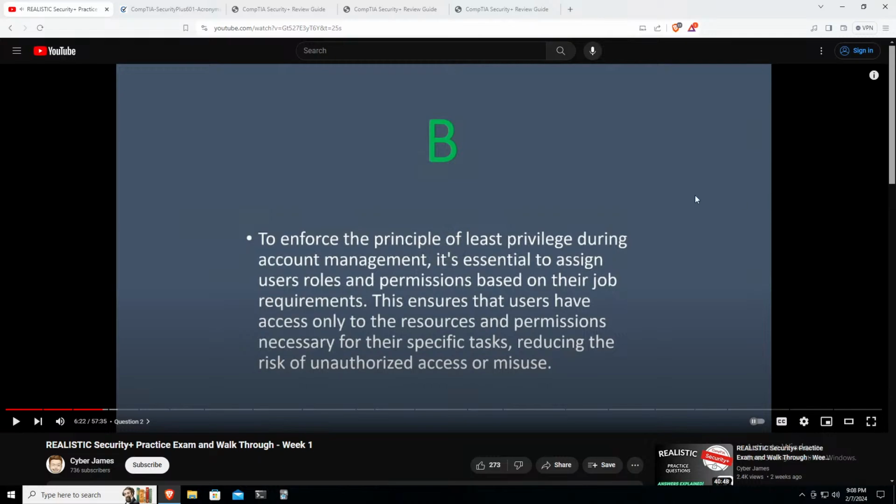Okay. I think we can keep going here. To enforce the principle of least privilege during account management, it is essential to assign user roles and permissions based on their job requirements. This ensures that users have access only to the resources and permissions necessary for their specific tasks, reducing the risk of unauthorized access or misuse. Okay, let's go on to question three.